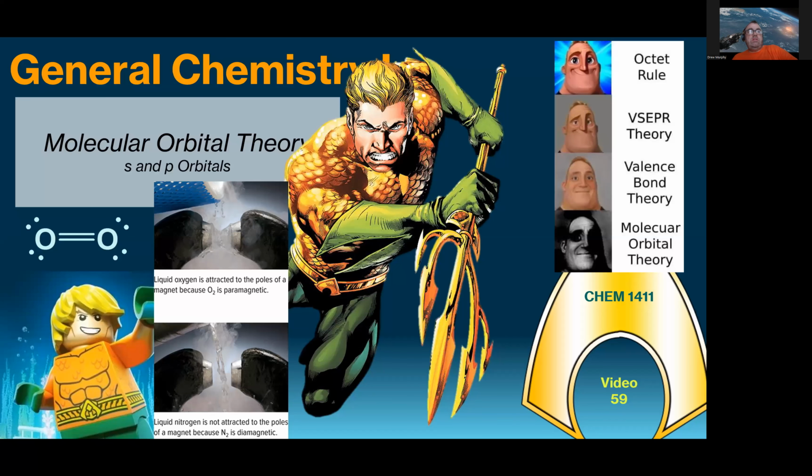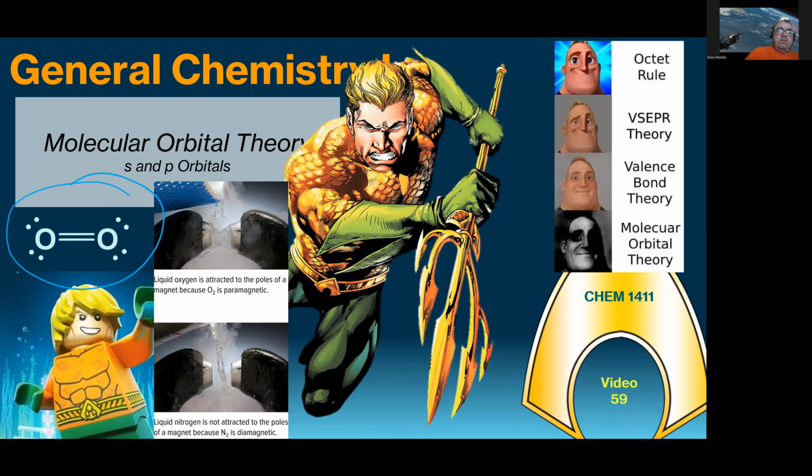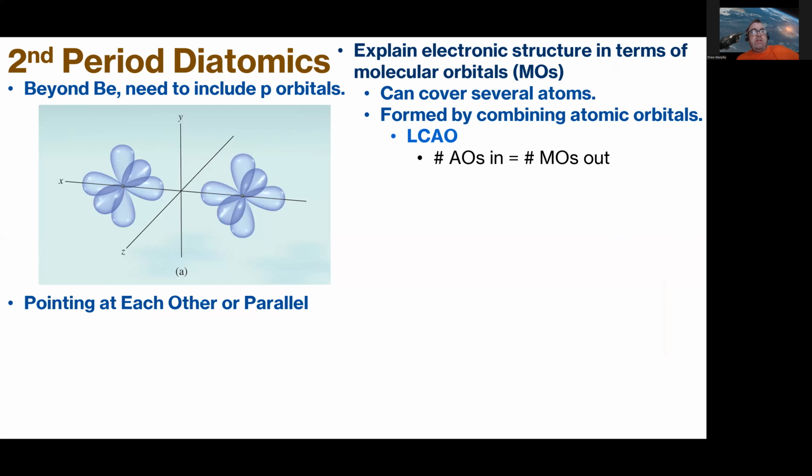All right, so we talked about what happens when we have s orbitals and we're making molecular orbitals. We started off trying to explain this oxygen weirdness about how it's paramagnetic and attracted to the magnetic field. We didn't actually get to explaining that yet because we're working our way up to it. But we left off thinking about our second period diatomics. Once we get past beryllium, we're going to need to think about including p orbitals.